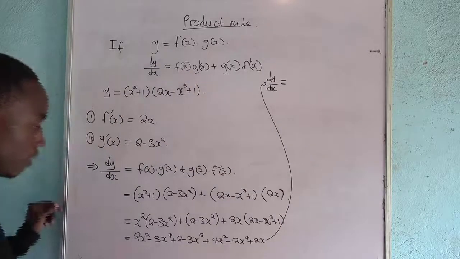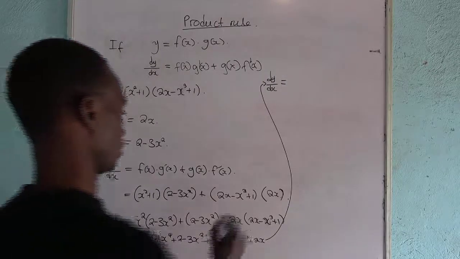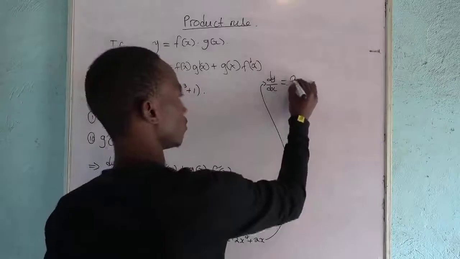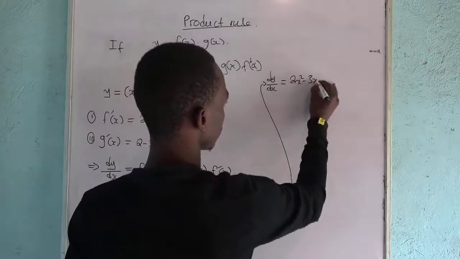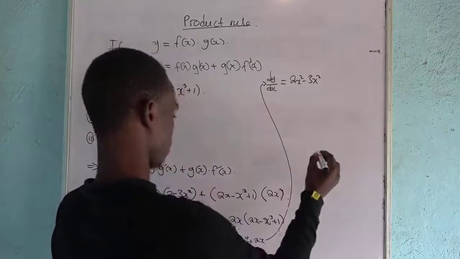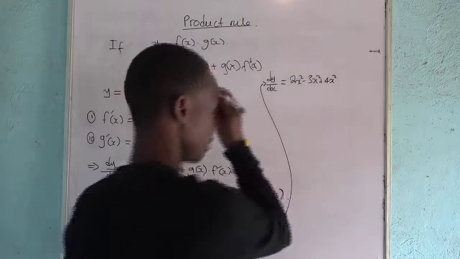So now I'll group them to say those with the second power together. So we have 2x squared minus 3x squared plus 4x squared, like that.